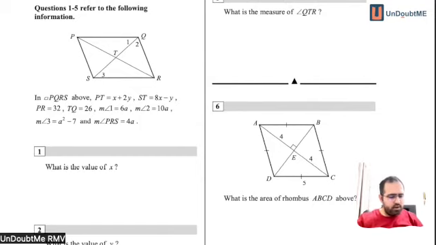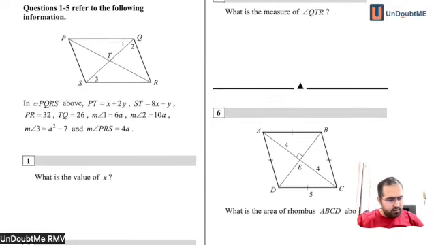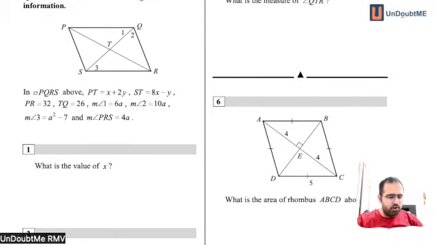In parallelogram PQRS, PT is x plus 2y. Let me remind the properties of a parallelogram. Opposite sides are equal and parallel. Diagonals bisect each other, so PT is equal to TR, ST is equal to TQ, and opposite angles are also equal in a parallelogram. All these properties will be used for the question. Angle 1 equal to 3, alternate interior angles.